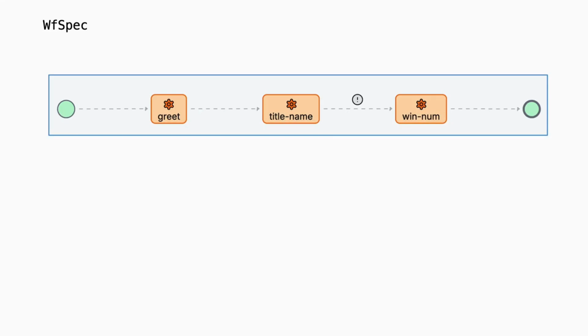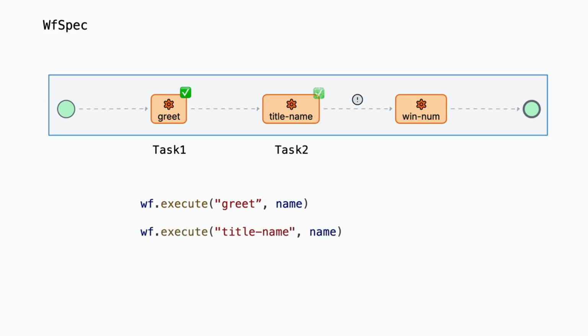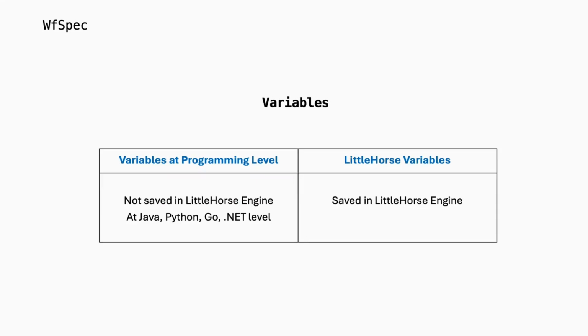Let's move to the workflow specification. The order is to run the greet task, followed by the title-name task, and finally the winNumber task. So we write them in sequence in the workflow spec. Just like how you write in a programming language, we're going to create variables too.